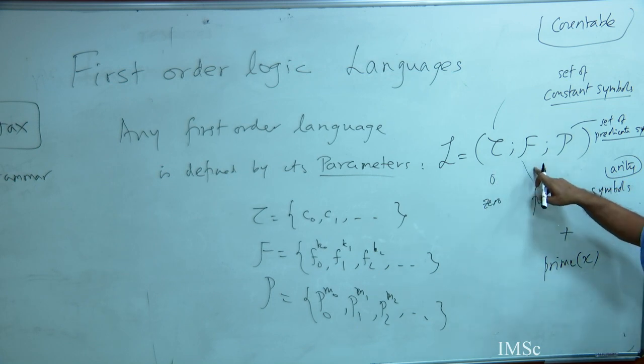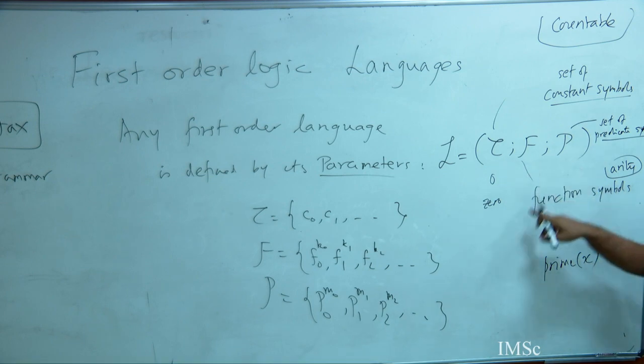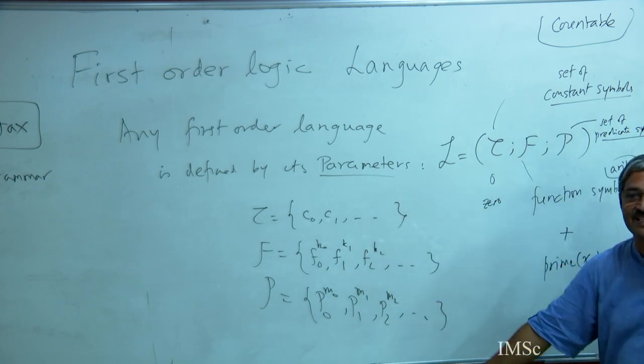The size of C plus the size of F plus the size of P, right? Well, they are all countable sets. So, you know that this entire thing is countable.